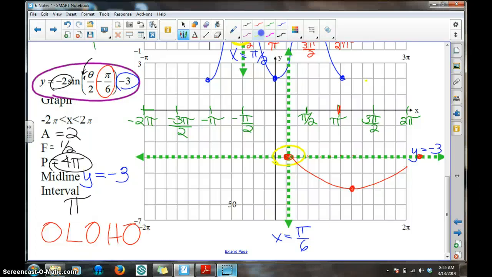Okay, now I'm going to backfill. This was 0, low, 0. Where am I going? Backfilling, I'm going high. That'll be here. And then 6 boxes left of that, I'll hit 0 again, and then I'm just going to continue with my graph. That is what my -2 sine of theta over 2 minus pi over 6 minus 3 graph looks like.